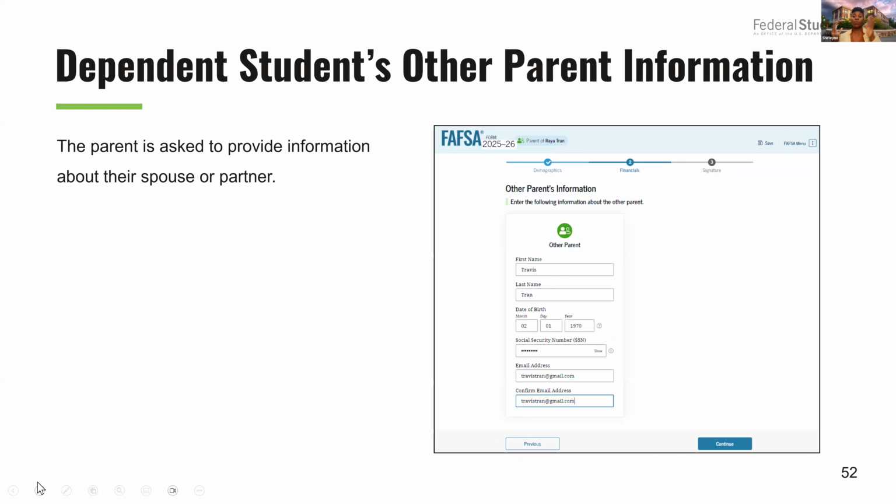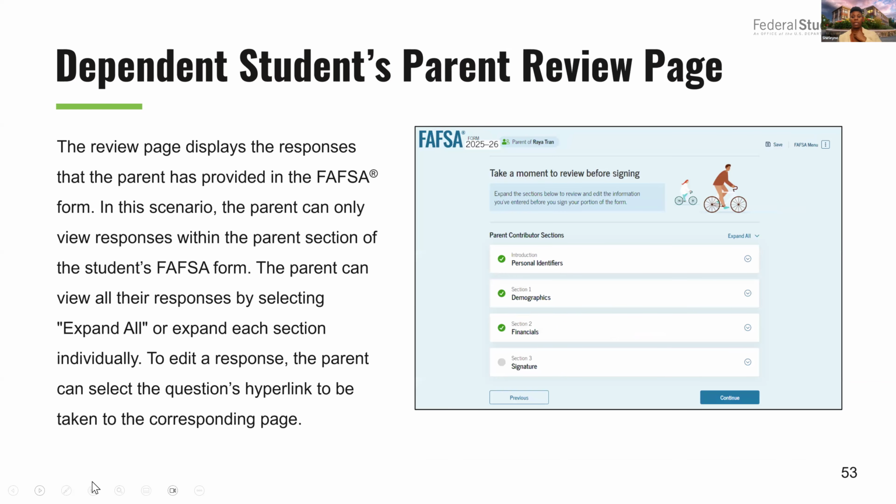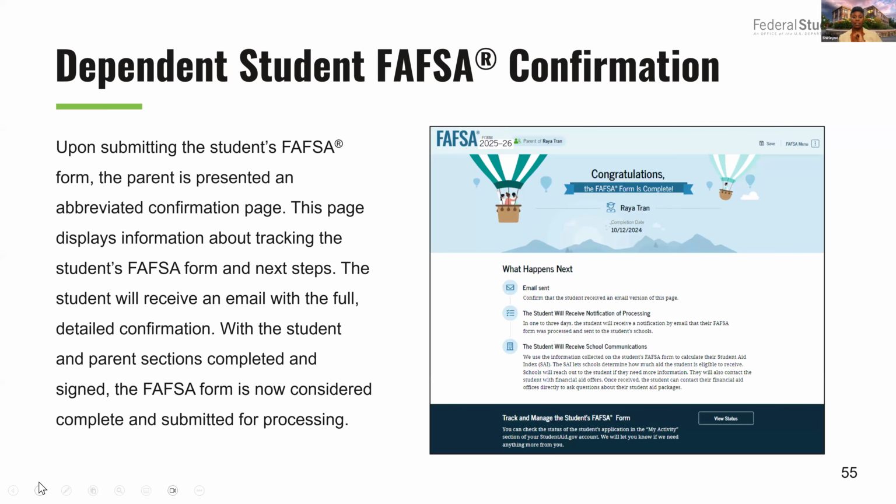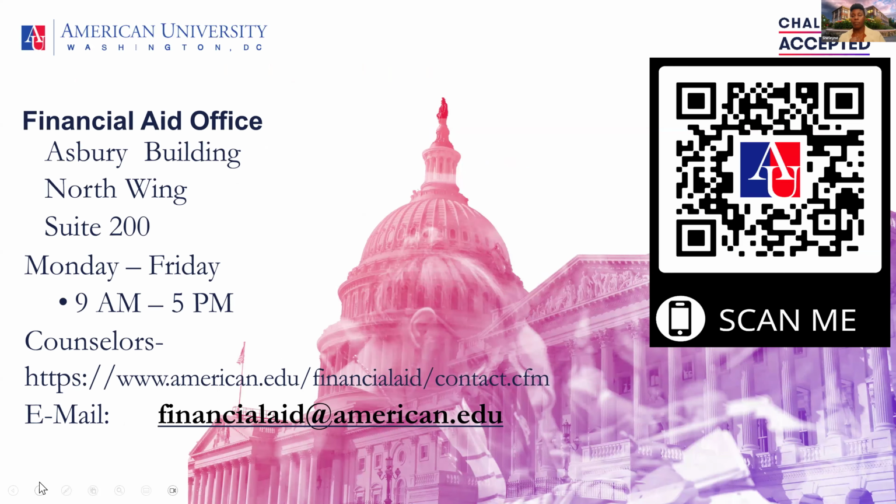Then it's going to say, who's the other parent? You're going to verify that this is the other parent. And then from there, it's going to ask you to review the information. You're going to review the summary, and then you're going to sign it, right? And it says what needs to happen next. An email is going to be sent to the next contributing parent. They'll follow the exact same process that that first parent did. Click submit, and then the FAFSA form will be complete.